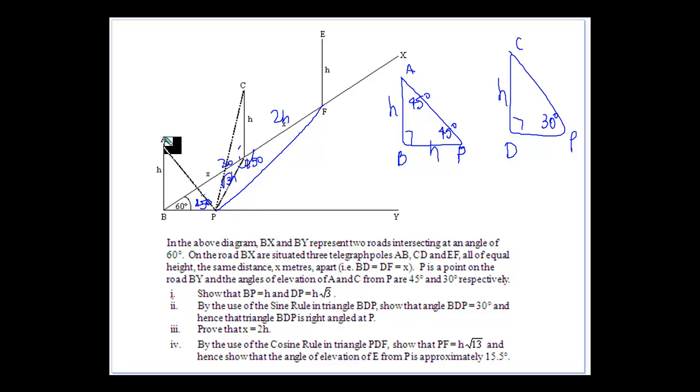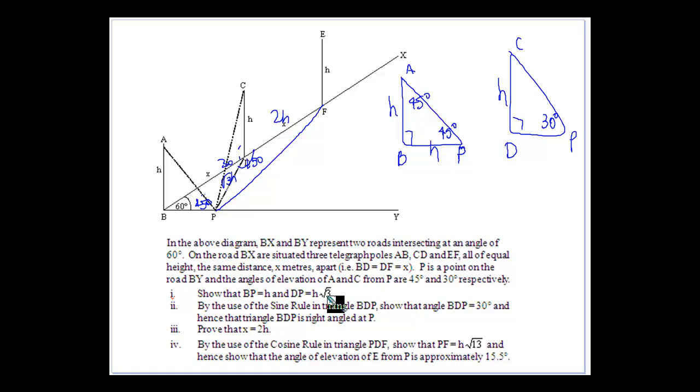Now, if we break down the triangle here, we've got H as the height of the pole. 45 degrees is the angle of elevation, which means this angle here would be 45 as well, which means that must be H as well. It's an isosceles triangle, so then we get H in both of those.